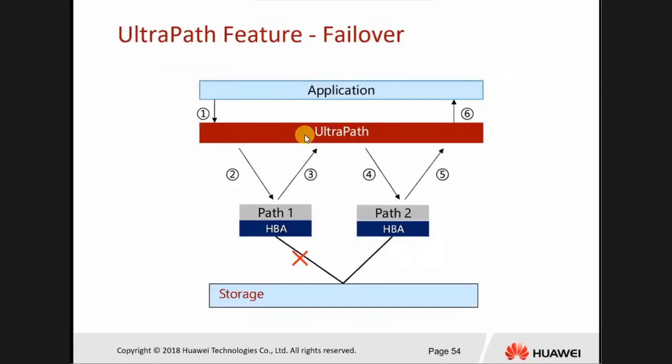Okay, so next we look into this one. We call it UltraPath. UltraPath is just a Huawei software. Huawei has their own multipath software, and basically the name is called UltraPath. That is the name for it. Basically, it does multipath. So if you don't want to use Huawei multipath software, what other type of multipath software can you use?